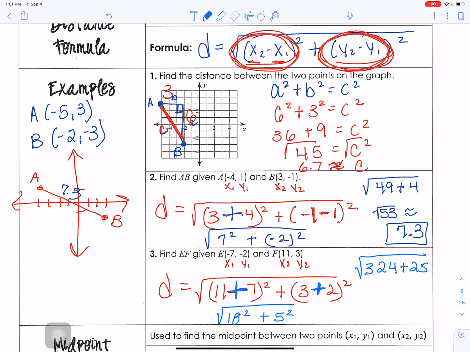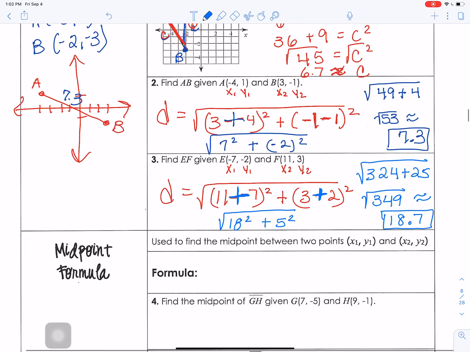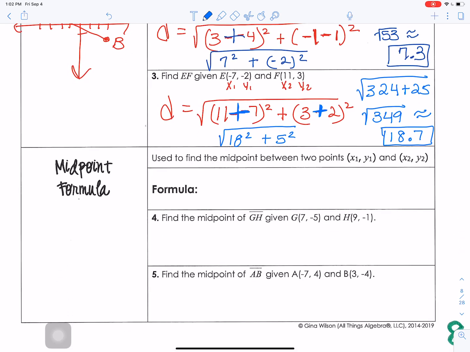I'm going to add them together first. So the square root of 349. And if I take the square root of that, I get approximately 18.68, which is about 18.7. And again, if you wanted to graph those 2 points on a graph and see if that looks reasonable, you could definitely do that. The other formula I want to introduce you to today is the midpoint formula.